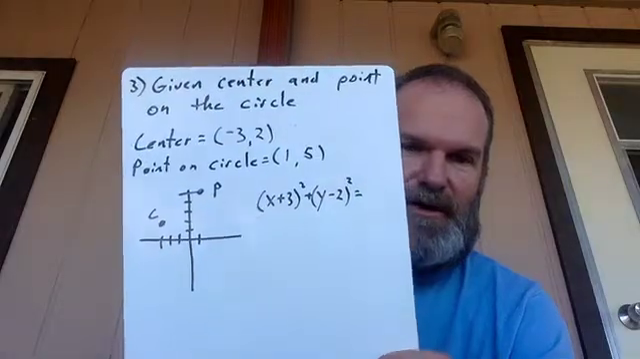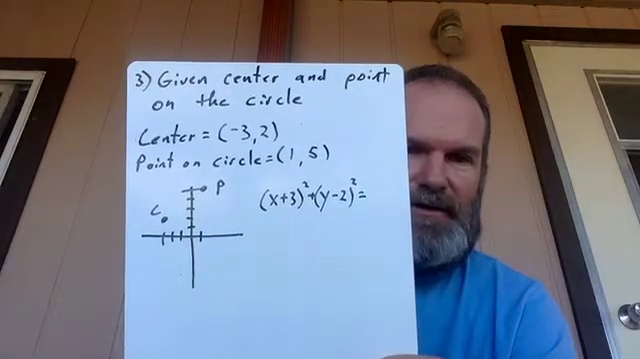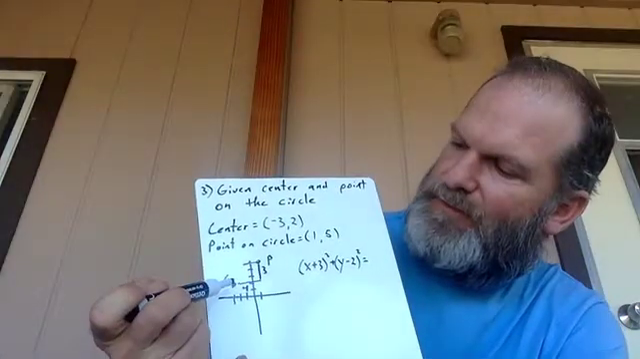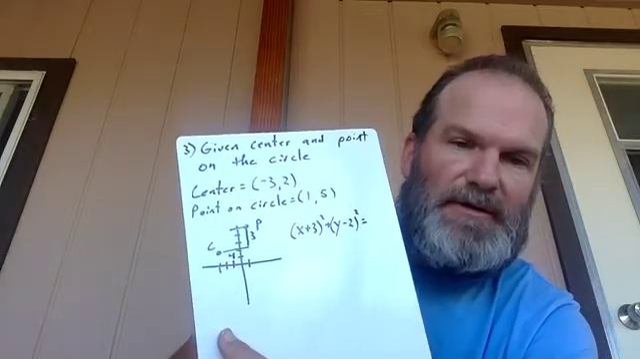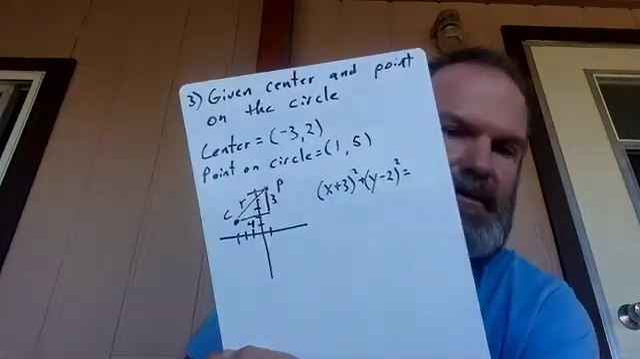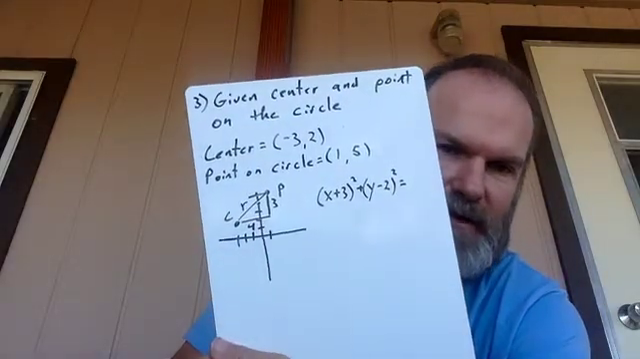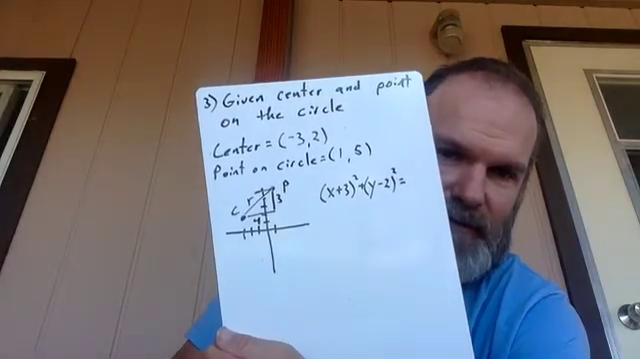So in this particular example, how do you get from the center to the point on the circle? Well, negative 3 over to 1, that's 4 spaces, and 2 up to 5, that's 3 spaces. So you had to go over 4 spaces and up 3 to get from the center to the point on the circle. So the radius is the hypotenuse of the triangle. It is the diagonal. So I drew a little r in there for you.